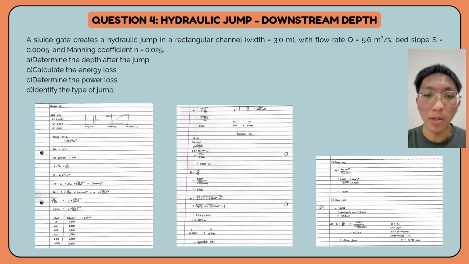So the formula we're using is Q equal to A times 1 over n times R power of 2 over 3 times slope power of 1 over 2. We know that area is equal to y times 3 and the wetted perimeter is 2y plus 3. So that R will be 3y over 2y plus 3. We put all the data into the formula and solve it.